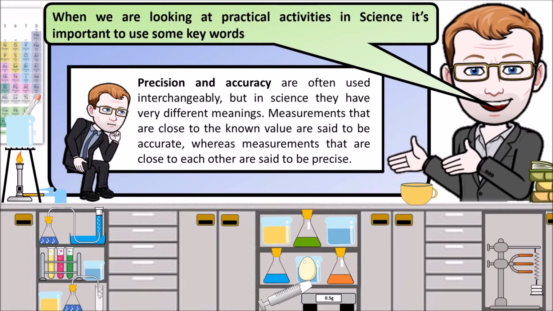And precision and accuracy are often used interchangeably, but in science they must have very different meanings. So measurements that are close to the known value are said to be accurate, whereas measurements that are close to each other are said to be precise.